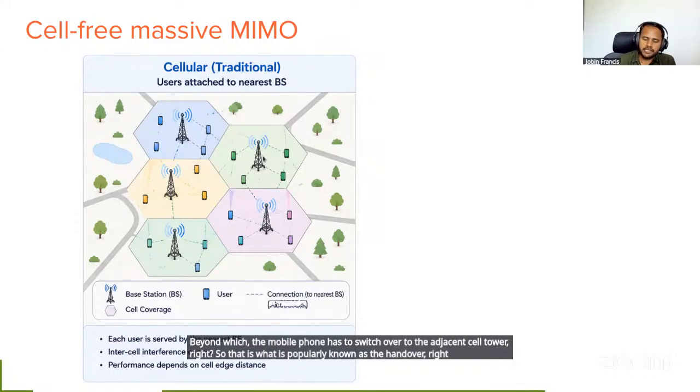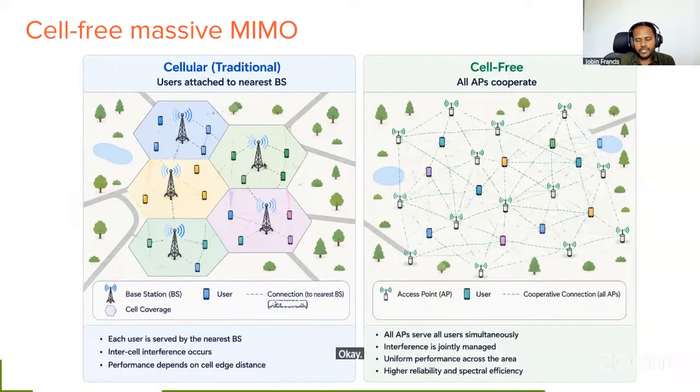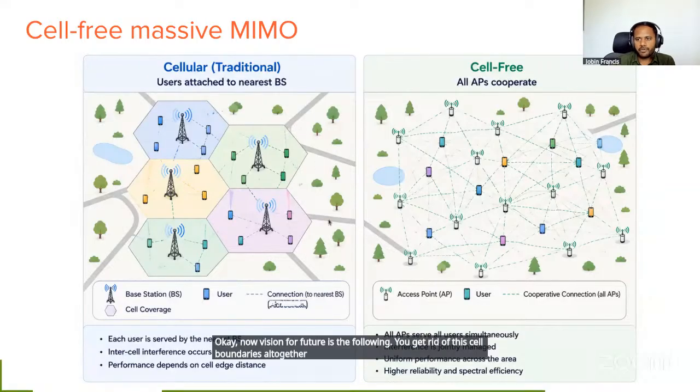You might also experience that when you move in a car, your call might get dropped, right? Because the handover failure can happen when your connection is switched from one cell tower to another. Okay. Now, a vision for the future is the following. You get rid of these cell boundaries altogether, right? So how do you do that?